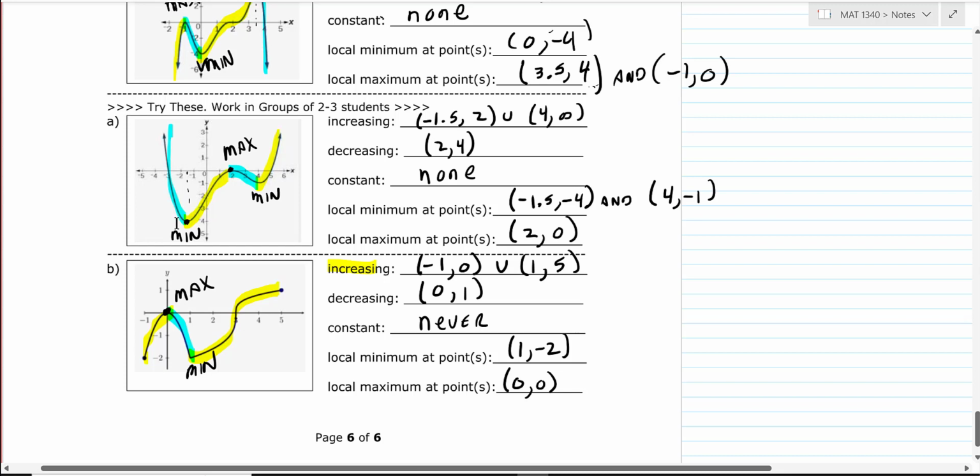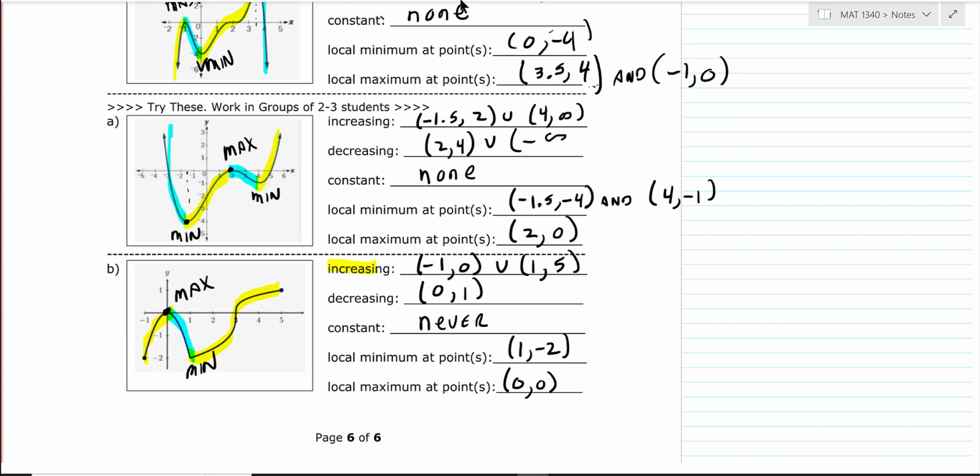Decreasing, I missed it. What did the teacher miss? Hope you guys had one other place we decrease. That should be negative infinity until you get to -1.5. I don't care which order you do that in. So there's 2 places where it decreases. As far as the mins, the 2 low points were (-1.5, -4) and then (4, -1). The only max that I see is (2, 0). Okay, we okay with that? Did we get anything different?